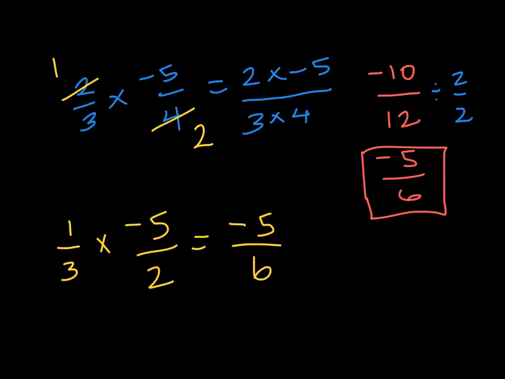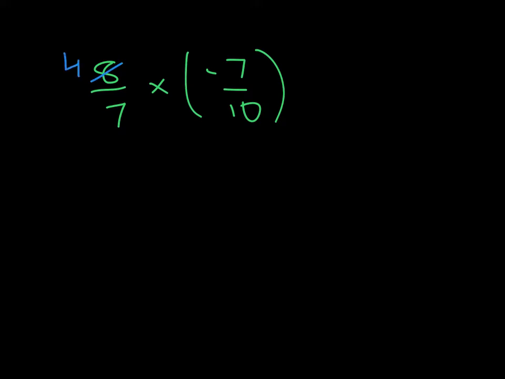The next fraction we'll look at is 8/7 times -7/10. So if I'm looking at this fraction to cross-cancel, I'm going to look at the 8 and the 10. And I need to figure out what number goes into both 8 and 10. And since they're both even numbers, 2 goes into both 8 and 10. So 2 goes into 8 4 times, and 2 goes into 10 5 times.